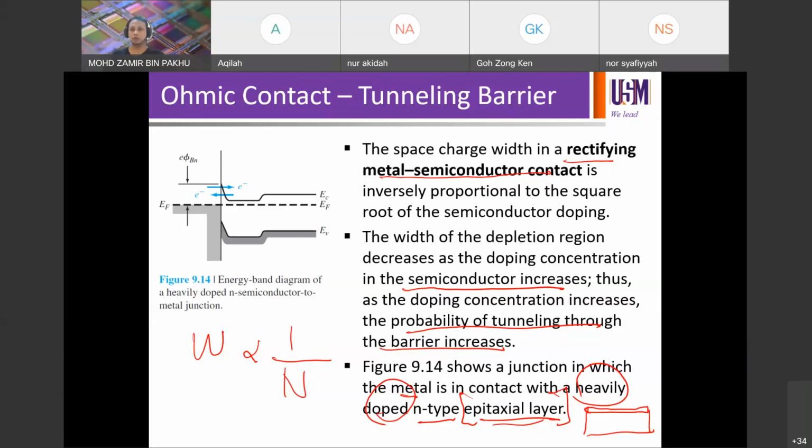Okay, so this one is just a brief. To have an ohmic contact which allows tunneling to happen, you need to dope your n-type, in this case, heavily. Let's recap what we've learned about the band diagram. When we draw a band diagram in an n-type material, the EF is close to the EC, right? So this is your n-type semiconductor. You can see that the EF is close to EC.